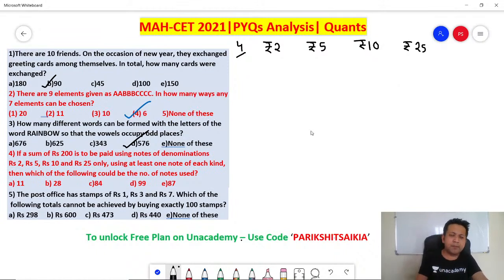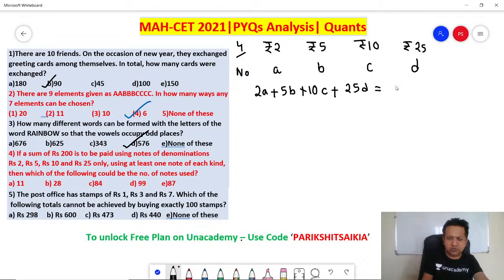Minimum 1. Okay. Now before that, let me say the number of 2 rupee notes is A. Number of 5 rupee notes, let it be B. Number of 10 rupee notes, let it be C. And number of 25 rupee notes, let it be D. Okay. So can I say 2A plus 5B plus 10C plus 25D is equal to 200? Will you agree?